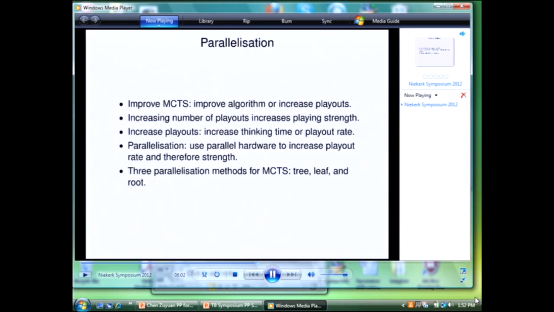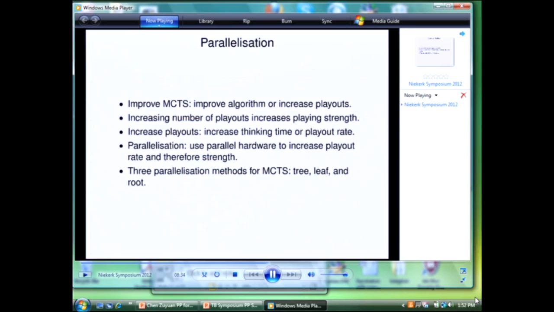Parallelisation aims to increase the rate of playouts by making use of parallel hardware, such as multi-core or cluster systems. Multi-core systems have become commonplace hardware in the past few years, and is what you might find at home if you own a dual or quad-core machine. Multi-core systems typically have a shared pool of memory. Cluster systems, sometimes called supercomputers, are typically only found in research environments and at large tech companies, but they have much more raw processing power.